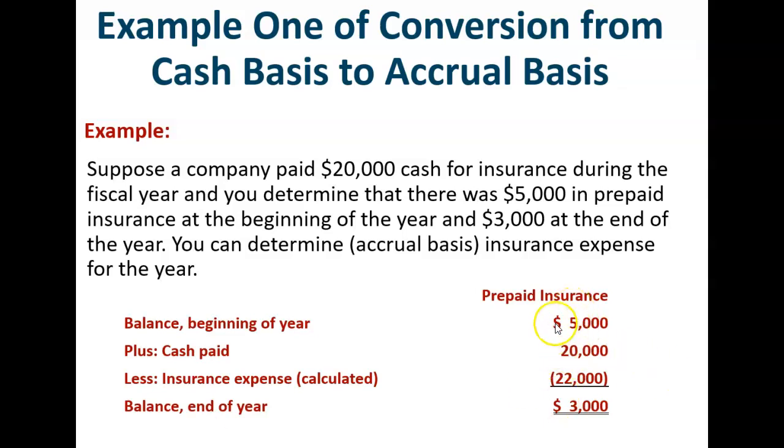Another way to look at this is that the prepaid insurance account decreased by $2,000. It was $5,000 at the beginning of the year, and it's $3,000 at the end of the year. So you can add that decrease in that current asset account to the cash actually paid to calculate the accrual basis insurance expense.